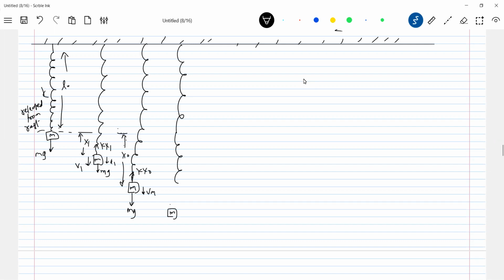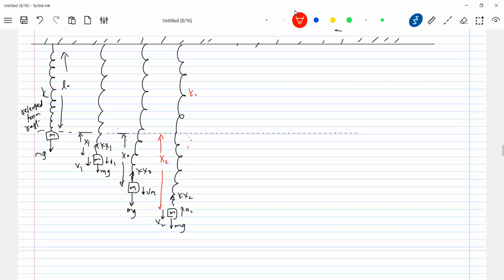Because of the velocity acquired, it will move further, no? Then kx2 will be greater than mg, and this will be the velocity; it will undergo retardation. Let me write. This is the mean, and this is the natural length of the spring. I should measure from the natural length. So the elongation in the spring now will be x2, and it will undergo retardation.